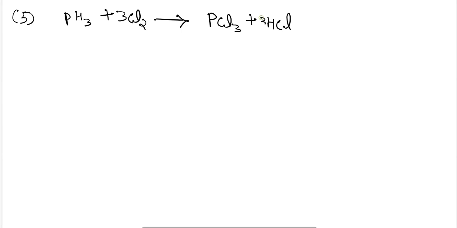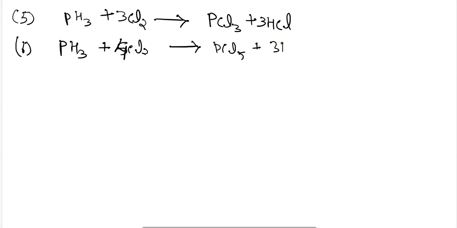it reacts with chlorine, but to form trichlorides and pentachlorides. So for forming trichloride, three chlorine atoms will be reacting with it. PCl3 and HCl will be formed out. Okay, and for pentachloride, 5 chlorine will be reacting with it. Sorry, 4 chlorines will be reacting with it to form pentachloride and 3 Hs. Okay.